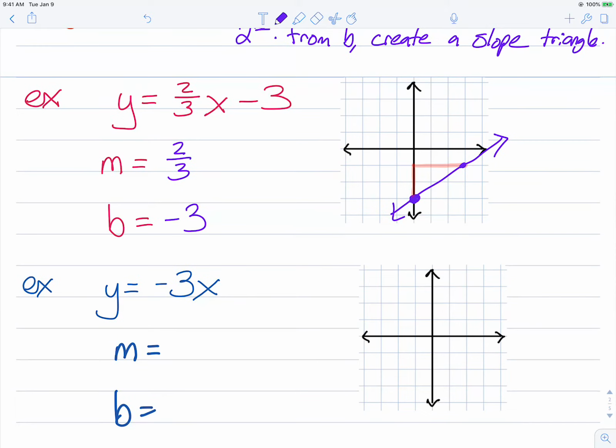A line such as y equals -3x, there's nothing being added. The slope is -3, that's always the number with x. Since there's no number being added, that means the y-intercept is 0. So your first point is at the origin. If your slope is not a fraction, put it over 1. So I'm going to go down 3 and to the right 1. It's down because it's a negative. Make sure you go to the right. So down and to the right.